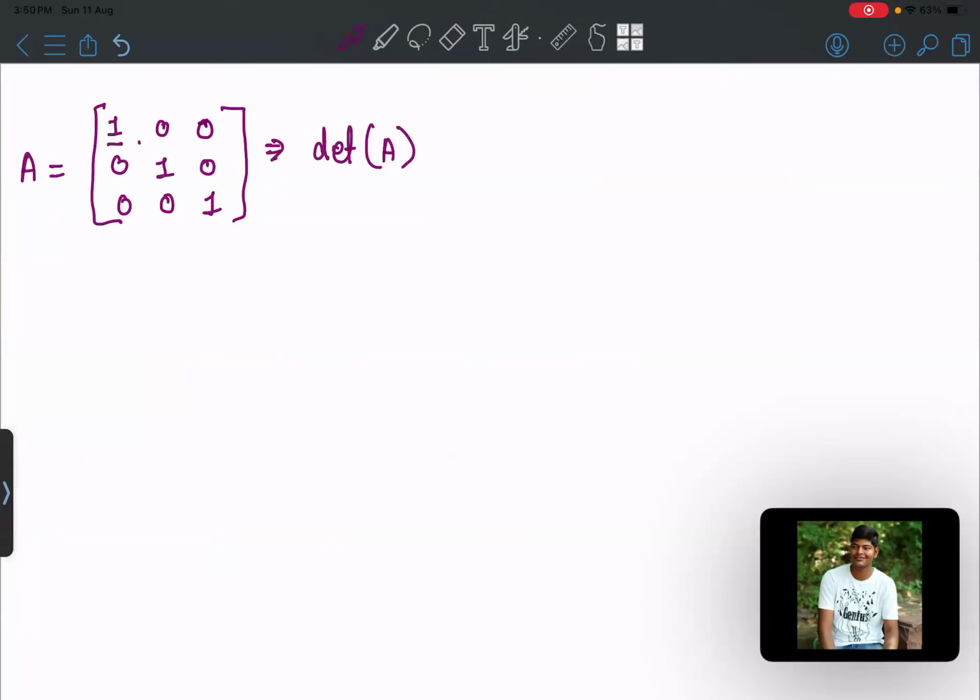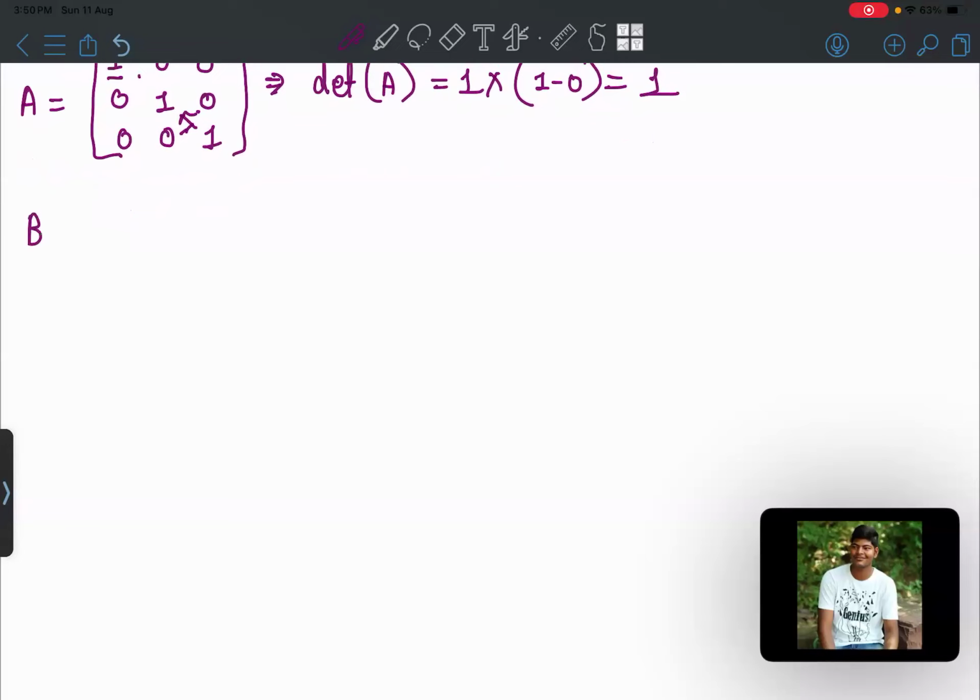If I find the cofactor of this matrix, 1 will be multiplied by this and this, and this will be multiplied by this. So 1 minus 0 will lead to 1. So 1 will be the determinant of matrix A. A is the identity matrix, which is a special kind of permutation matrix.